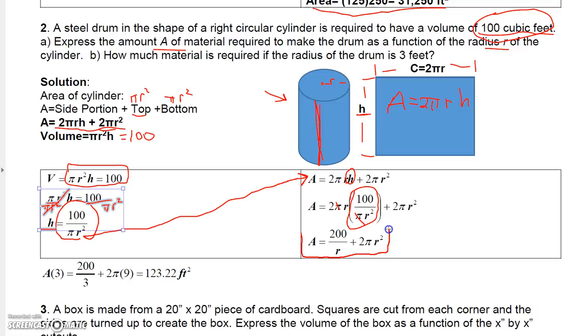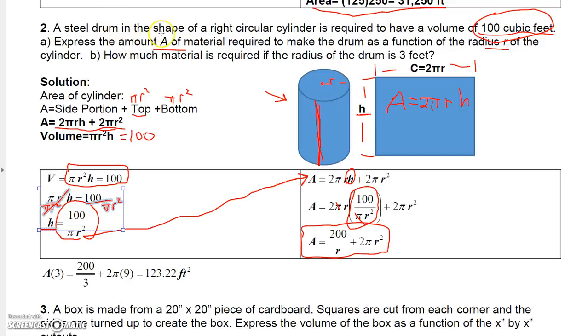Now if we were in a calculus class, what we would do is minimize this surface area. But we can't do that in an algebra class because this is not a quadratic function. This is a rational function. So we can't really go any further with this particular function. But we can answer the second question.